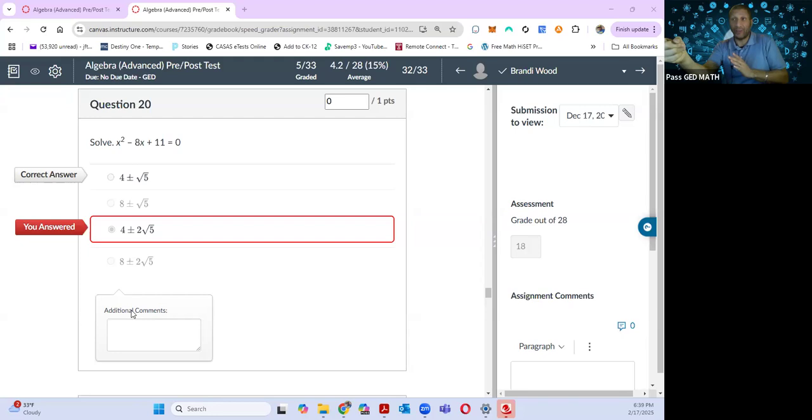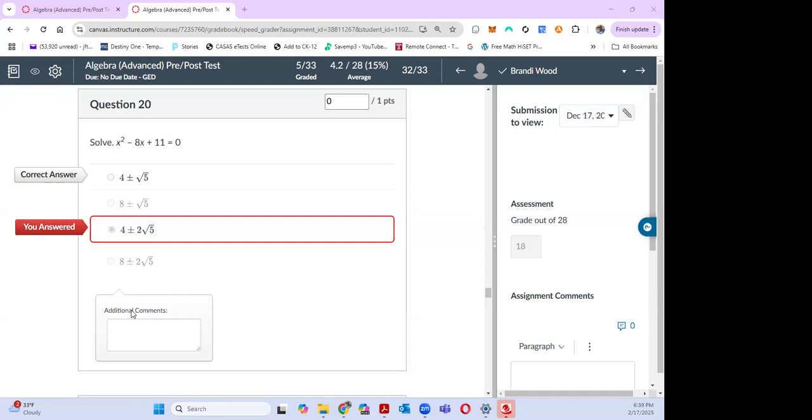I think this is right. This answer might be right. No, because if it's 2 it would be 2 and 1. So we'll check it in a minute.